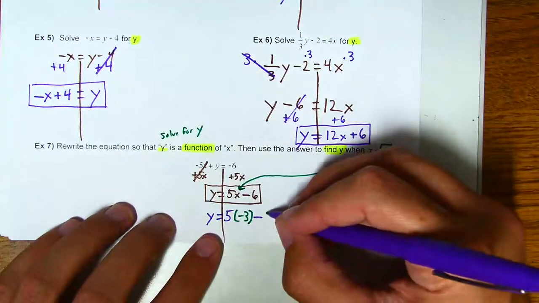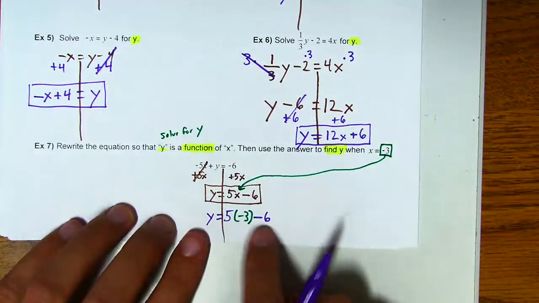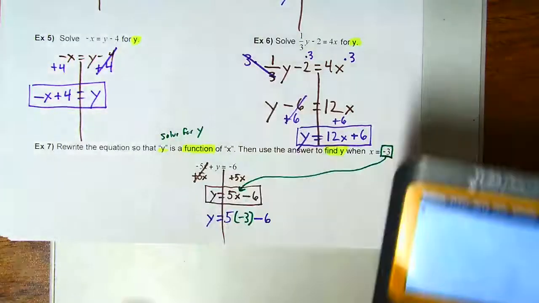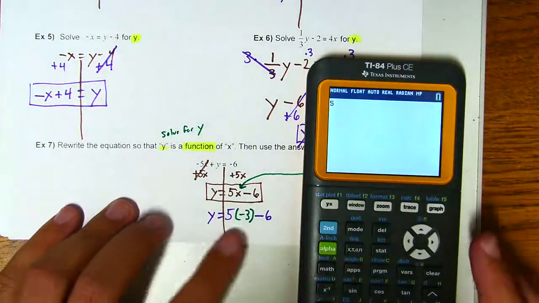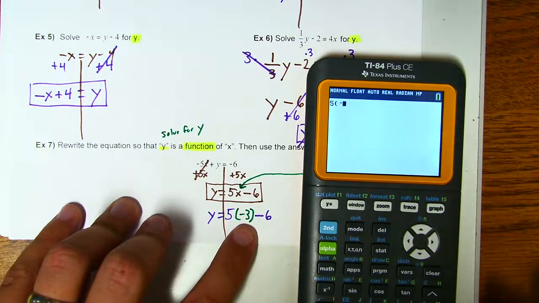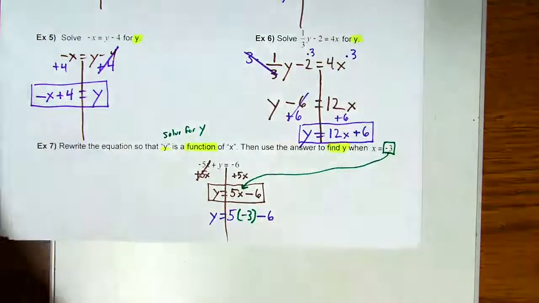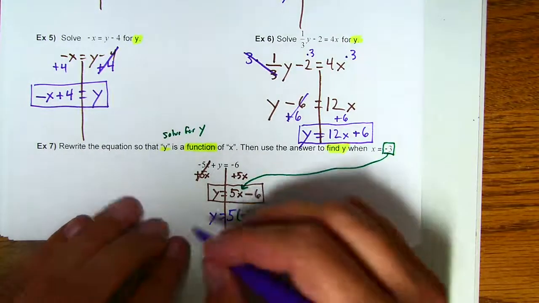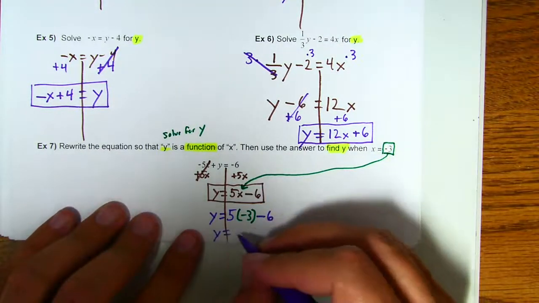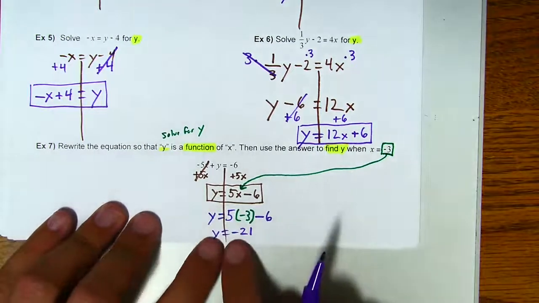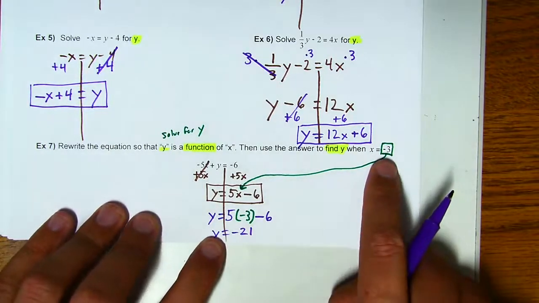I didn't touch the minus 6. Now I have all numbers on this side, so these are all like terms. I'm just going to calculate these numbers. So I can type in exactly as I see it. When we have a number glued to a number in parentheses, it's multiplication. Our calculator will solve this for us. And I'm going to get negative 21. So my answer is going to be y equals negative 21. So y equals negative 21 when we plug in negative 3 for x.